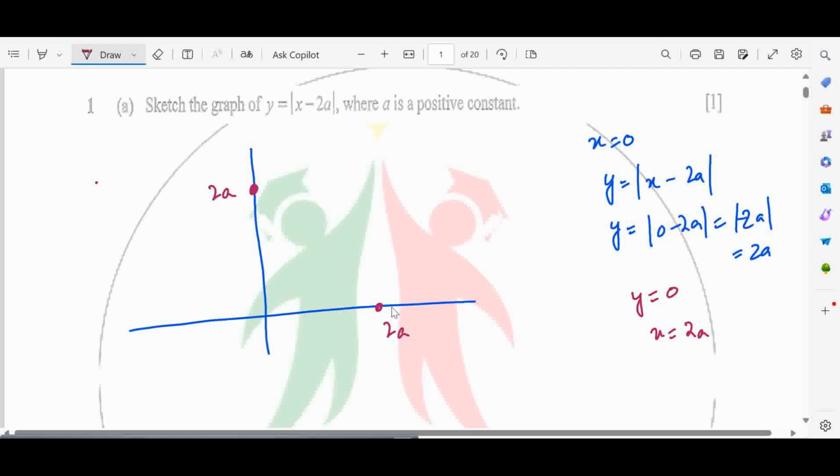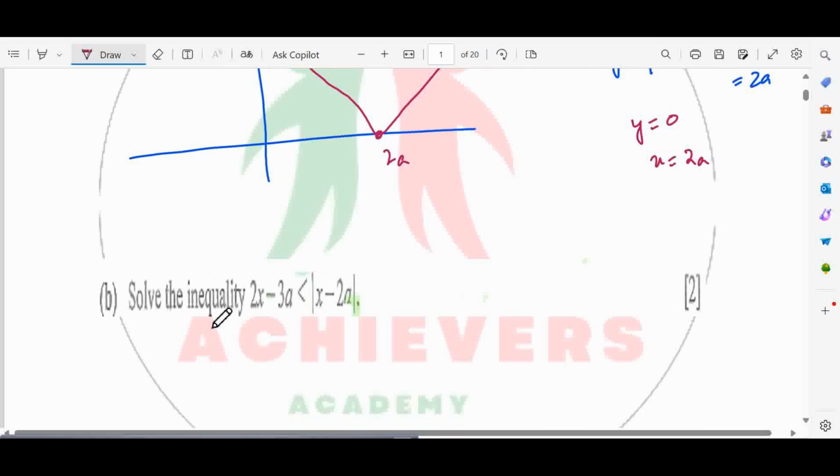And as we can see, it is a linear equation, so that is why the graph will be like this. We just need to point out the x-intercept and y-intercept. That is it. Let's move to the second one, solve the inequality.